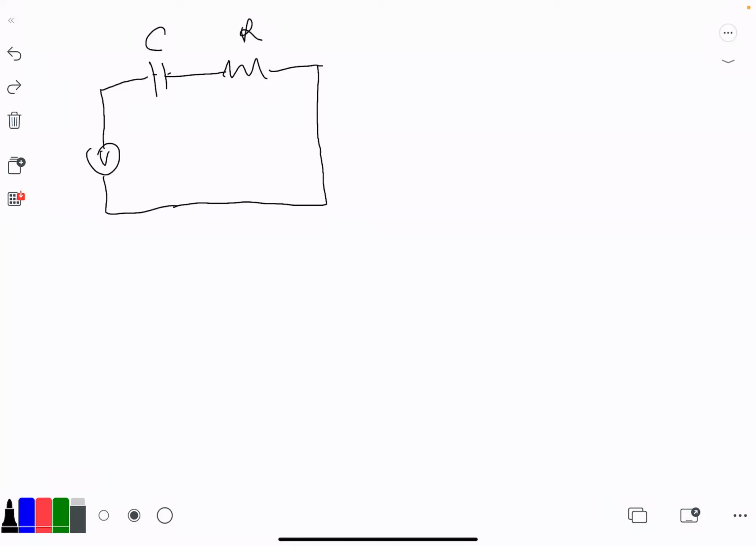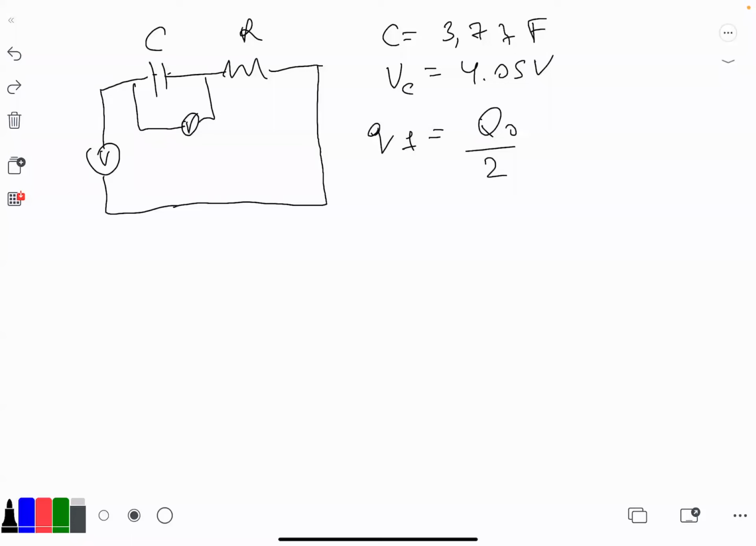We know that the capacitance is given as 3.77 farads, and the potential difference across the capacitor is given as 4.05 volts. So if you put the potential difference V here, you will find V_C is equal to 4.05 volts. When the capacitor is discharged by half, let me write Q final is half of Q initial. That means when the capacitor is fully charged, it had full charge Q initial. Now when it's connected to the resistor, the capacitor had half of the initial charge.